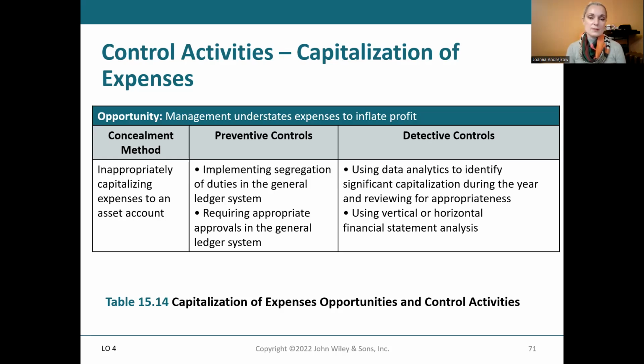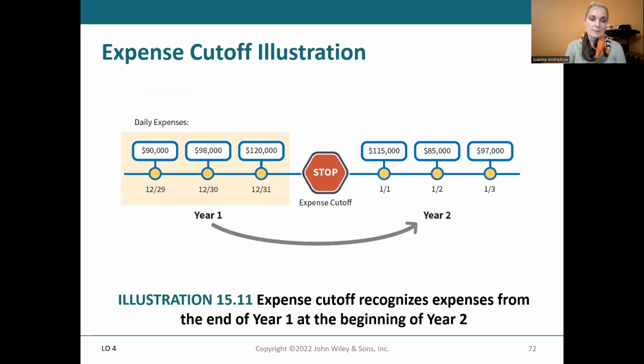The detective controls that can be used are data analytics to flag significant capitalization during the year and reviewing the appropriateness of the capitalization, and using vertical and horizontal analysis to see if there are any strange patterns occurring. And basically, expense cutoff is the reverse of our revenue cutoff. You're taking this year's expense and rolling it over into the next fiscal year rather than reporting it.